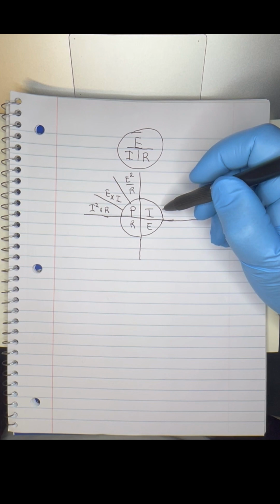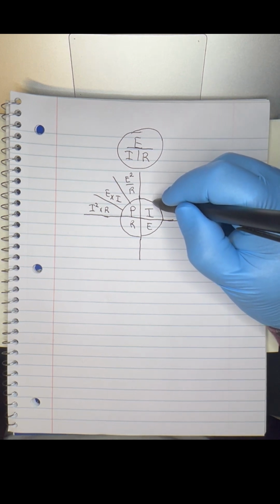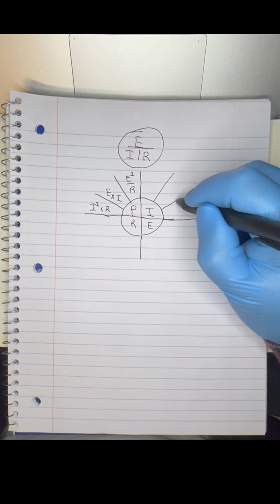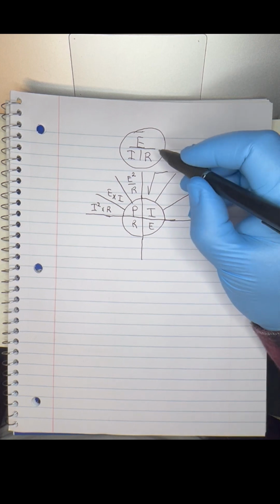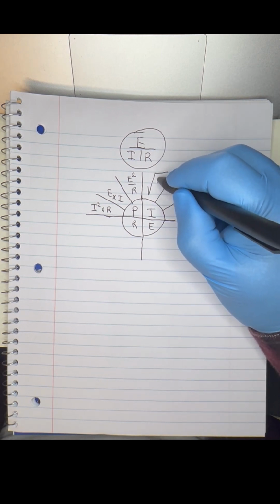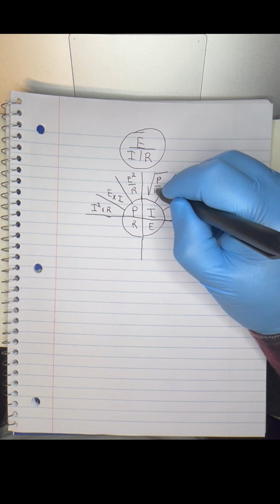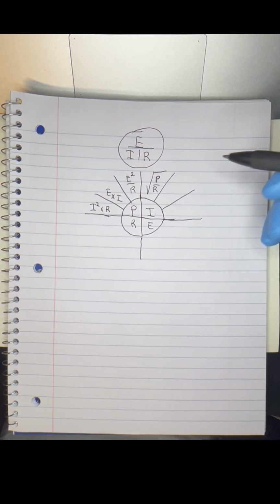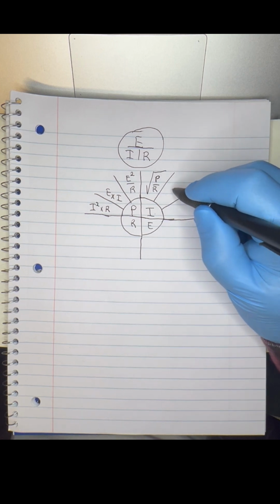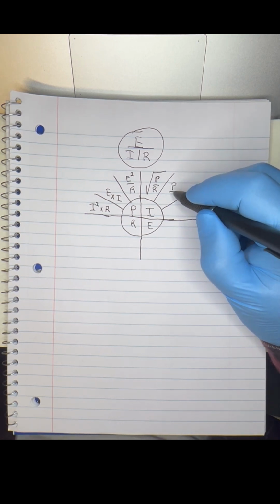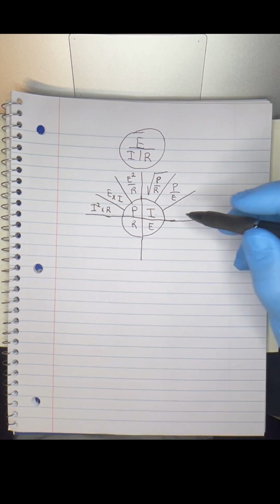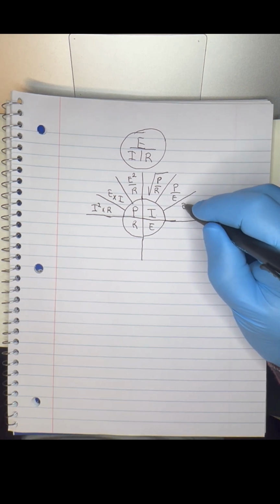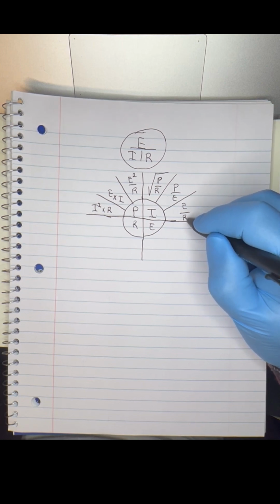To find amps, you can go, for example, square root of power over resistance. Again, if you're trying to find amps, you can go power over voltage. Again, third way to find amps is voltage over resistance.